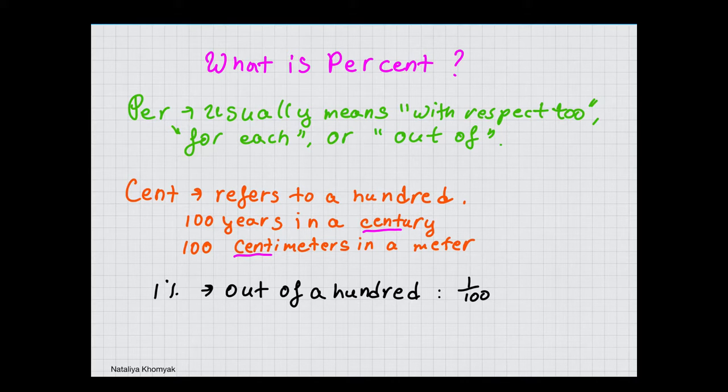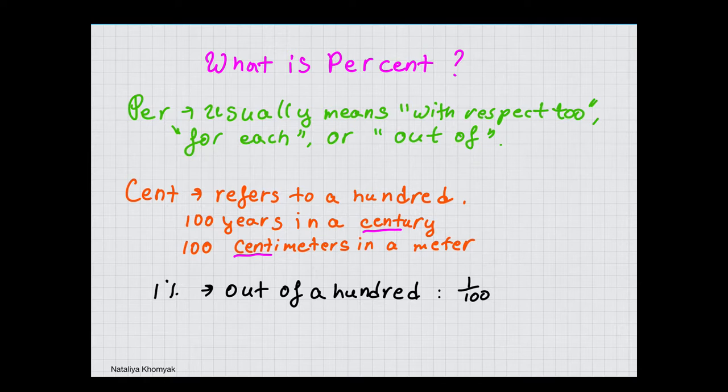Hi all, let's look at what percents are. Per in percent means out of, but it can also be with respect to, according to, in relationship to, or for each. Cent means 100. A century contains 100 years. There are 100 centimeters in 1 meter.